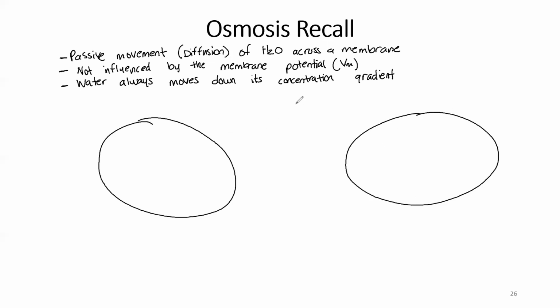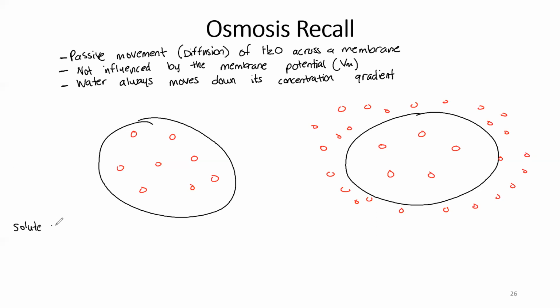Let's take two cells, or two scenarios here. On the left, we've got a higher solute concentration inside our cell, whereas on the right, we've got a higher solute concentration outside the cell. And let's tabulate that down here at the bottom. So we've got solute concentration versus water concentration.